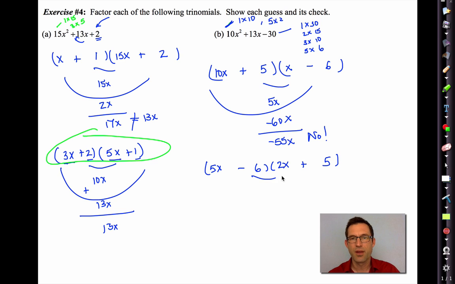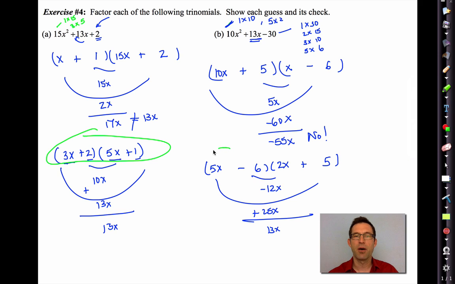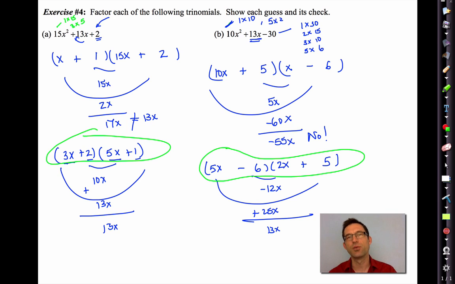Let's see if this works. Negative 12x, positive 25x. Add those together. We have a positive 13x. We got it. Again, I apologize for not showing more incorrect guesses, but in the next lesson, we'll see a technique that will allow us to make even better guesses, eliminate even more possibilities so that we're closer to the correct one. Pause the video now, write this down, and then we'll try 2 more.